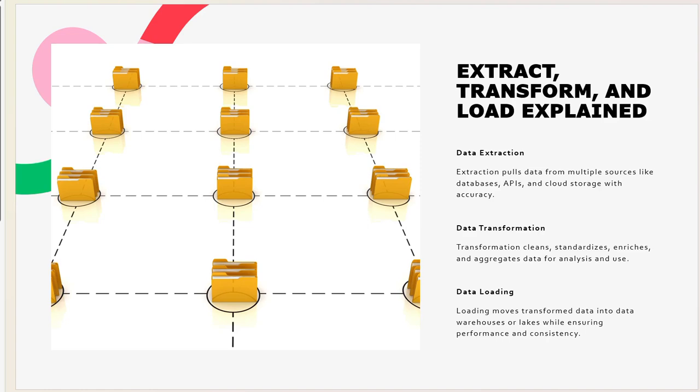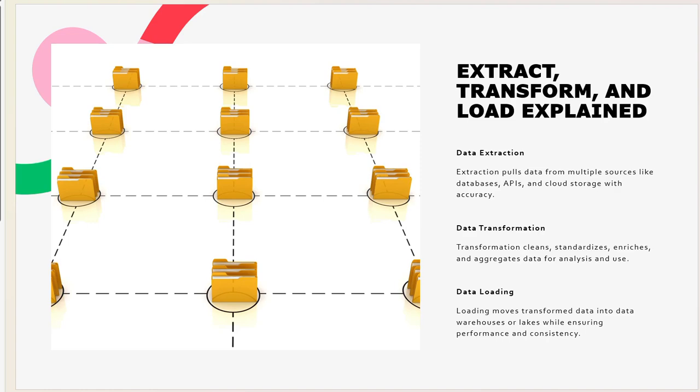The ETL process consists of three main components: extract, transform and load. Extraction involves pulling data from various sources such as relational databases, APIs, flat files and cloud storage, where we are sourcing this data. This step must handle different formats and ensure data is captured accurately.